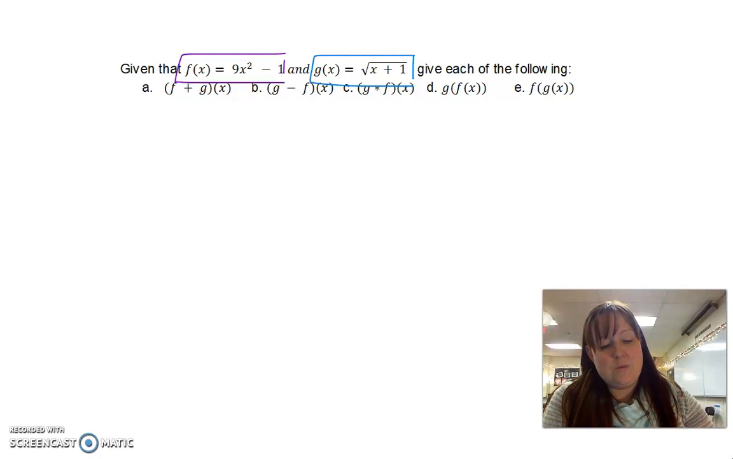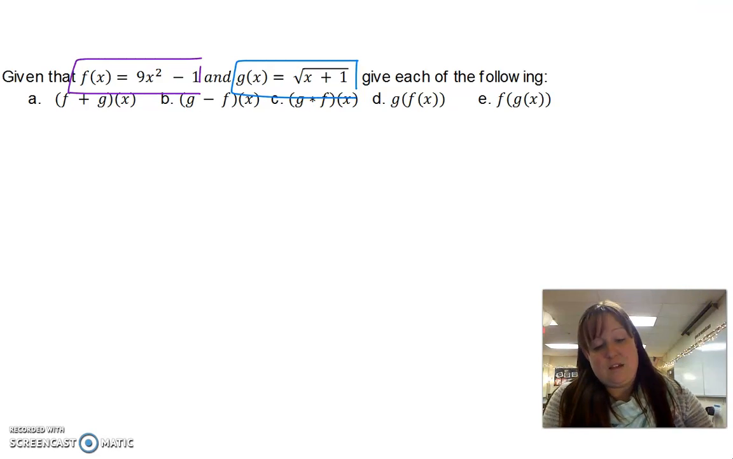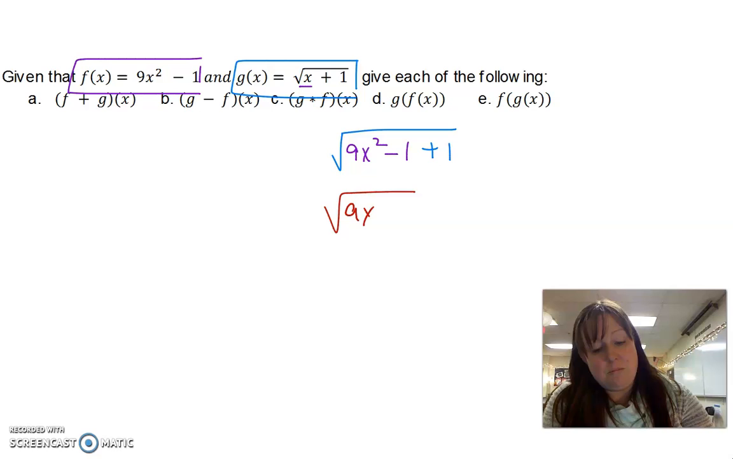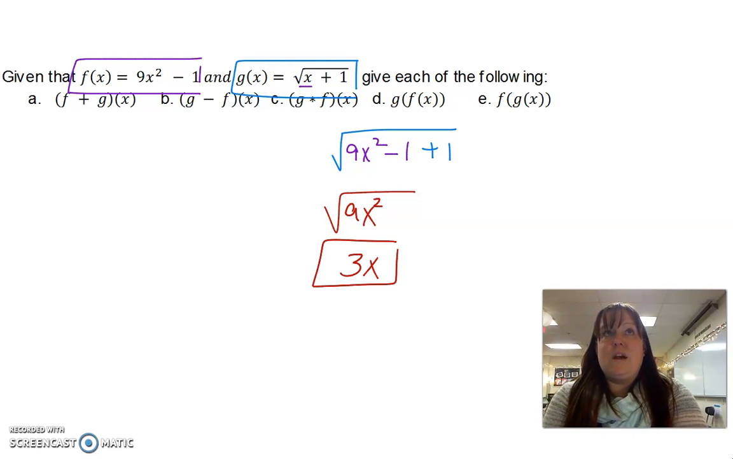Okay, now this is where I think it's going to make the most sense that we use these equations. So we have g of f of x, right? So g is our outside function, and we have the square root of x plus 1. And everywhere there was an x in g, we're going to put f. So that's 9x squared minus 1. And so when we simplify that, we get the square root of 9x squared minus 1 plus 1. And the square root of 9x squared is just 3x. So that's where these ones make a lot of sense because they're actually kind of like simplifying as you do composition.